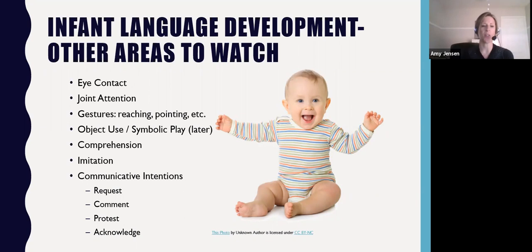Comprehension, how much do they understand? Are they able to imitate? And what kind of communicative intentions do they use? So they might not have language, but anybody who's been around a baby knows they know how to protest. So are they able to request? Are they able to comment? Are they able to protest? And what's the diversity of these things?